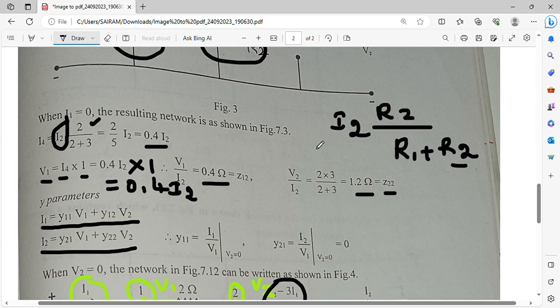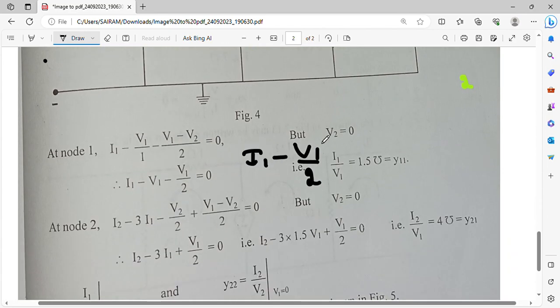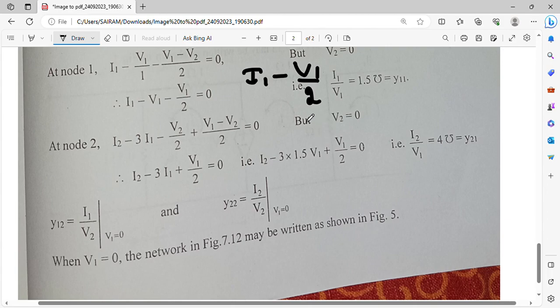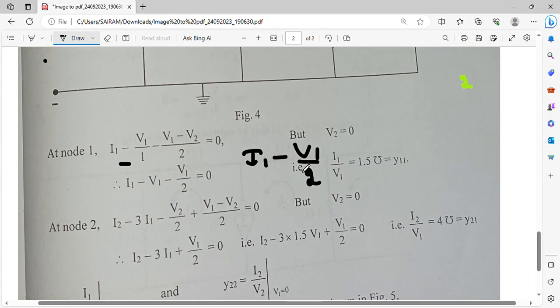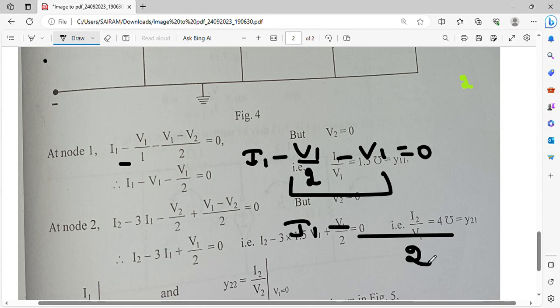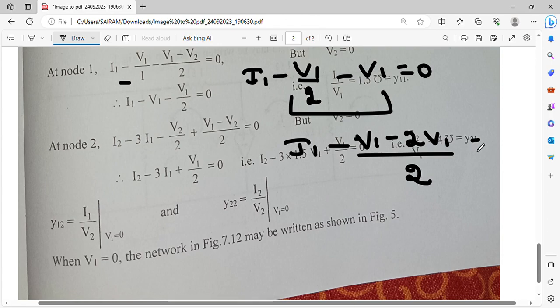Now there is a small change only in the second node equation, students. All is the same in the case of the first node equation, but in the second node equation there is a change. I am going to tell you that, right? See here, this I1 minus V1 by 2, minus V1 which is equal to 0. So if you simplify this particular part, you are going to get I1 minus, it is 2, and this is minus V1, so it is minus 2V1, which is equal to 0.